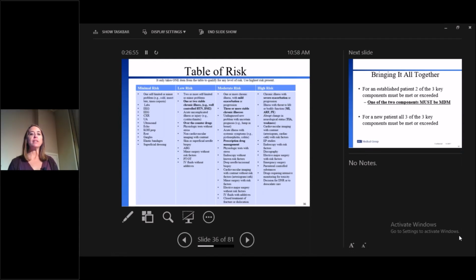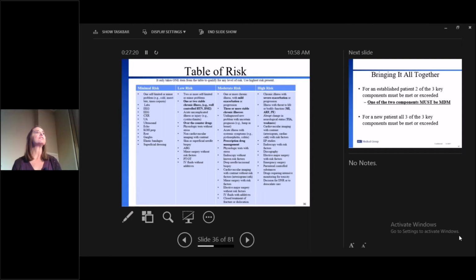And just so you're aware, it only takes one item from the table to qualify for your higher risk. So if I have somebody who is exacerbating with their COPD, but I had no other issues, they also had a sore throat. The sore throat would be under your low risk, but as soon as they had that COPD exacerbation, that's going to bump them up to the next risk.